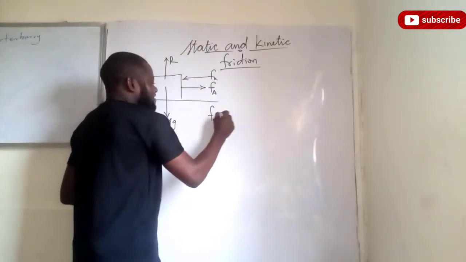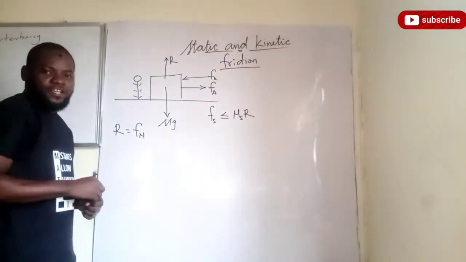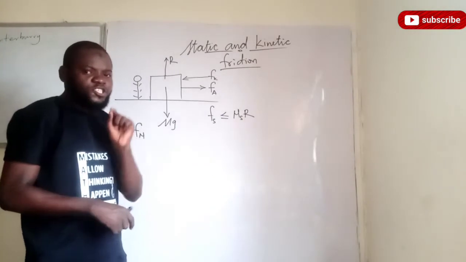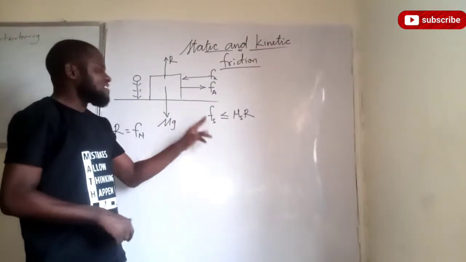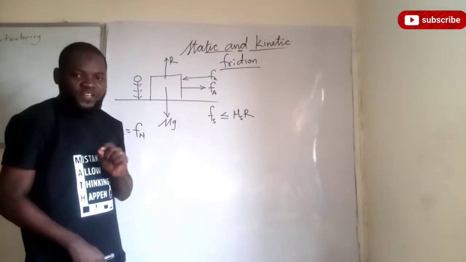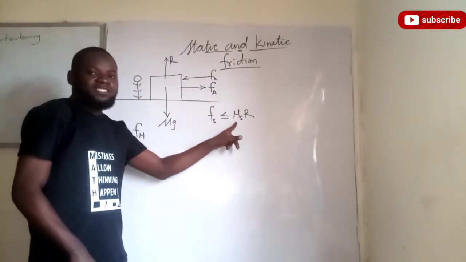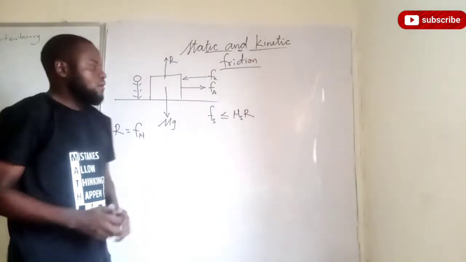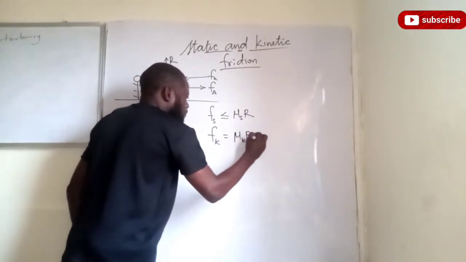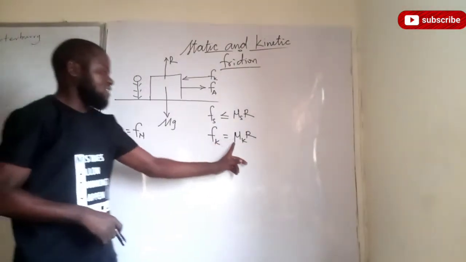Static friction is less than or equal to the coefficient of static friction times the normal reaction. This shows that the static friction between two surfaces is not constant. That's why we have that static friction is less than or equal to the coefficient of static friction times what? The normal reaction. Now, for kinetic friction, we have this equal to the coefficient of kinetic friction multiplied by what? The normal reaction. This shows that the kinetic friction between two surfaces is always what?